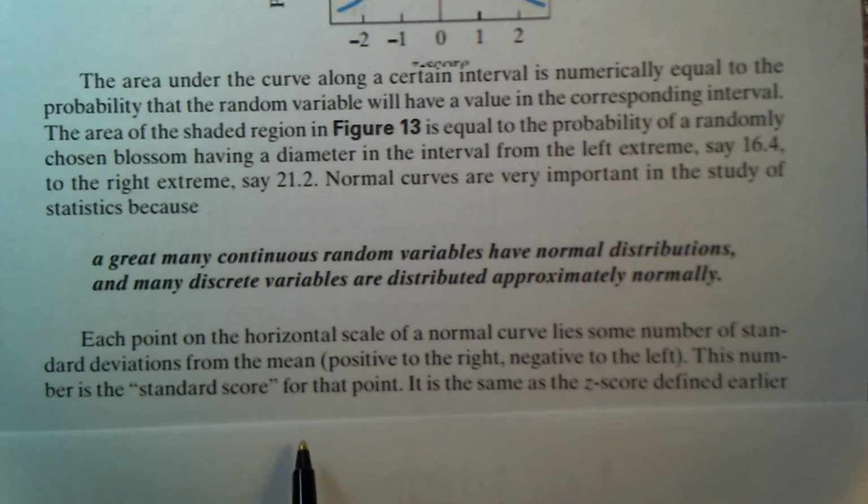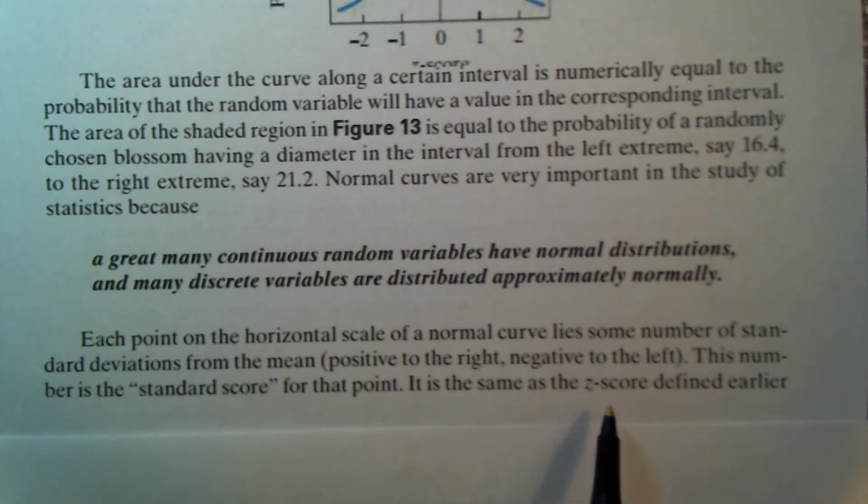And the number of standard deviations for that point is the standard score. We already discussed that because that's the same as a z-score that we computed earlier. You may remember that there are many z-scores you were asked to compute. That's how many standard deviations the data point is above or below the mean. Well, we're coming back to that point here again.